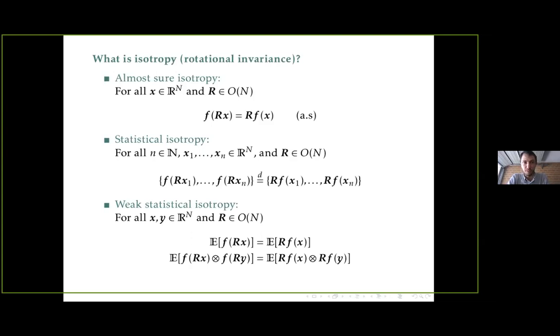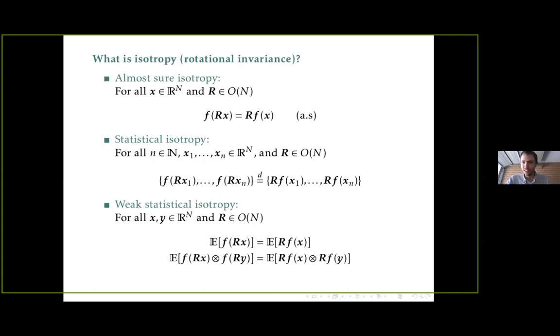So we will have what we call almost sure isotropy, that is, really rotationally invariant, almost surely. You take any point in n-dimensional Euclidean space and some rotation R, so they belong to the orthogonal group, which includes reflections as well as proper rotations. And then you say that your field is invariant in the sense of the equation portrayed there. A model that satisfies almost sure isotropy is very simple, because it's a very strict requirement.